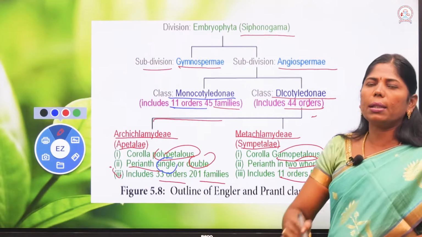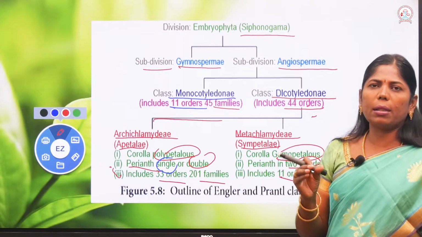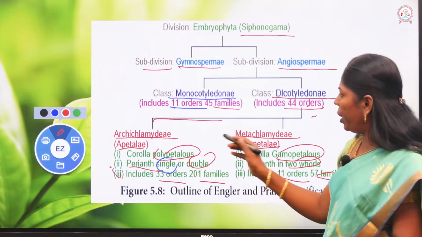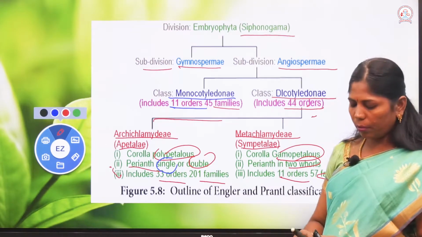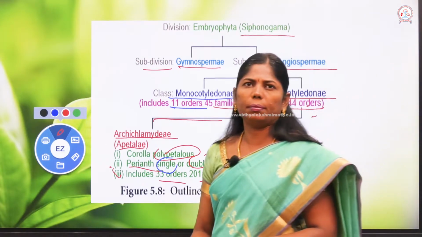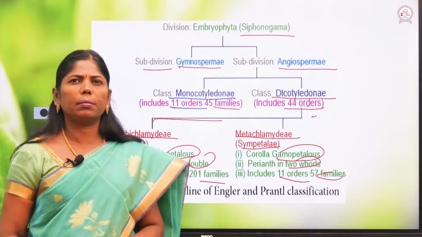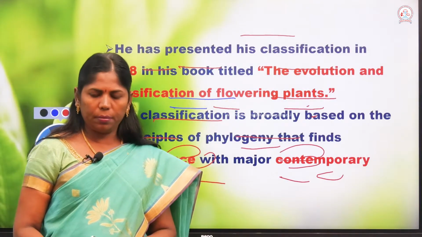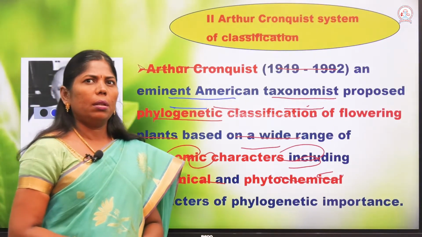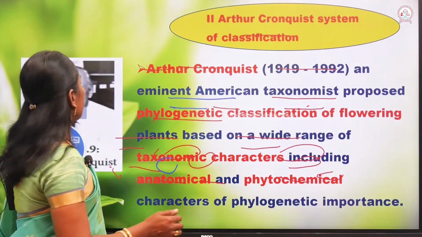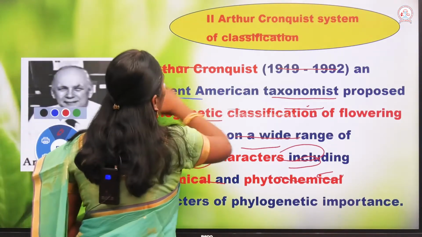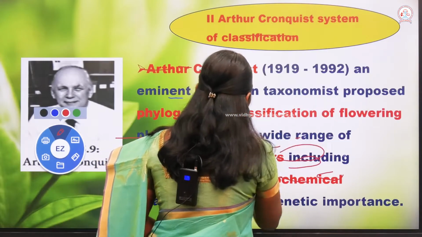Based on the union or separation of the petals, it is classified into two. Next we are going to see another phylogenetic classification.